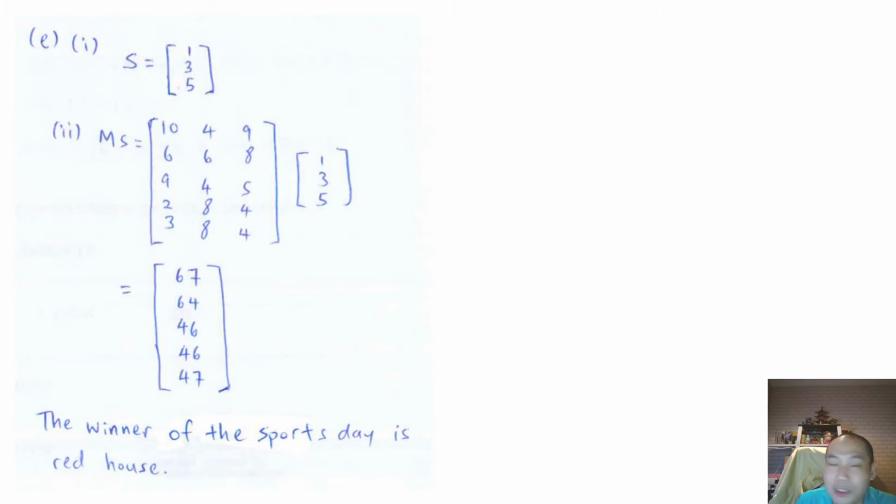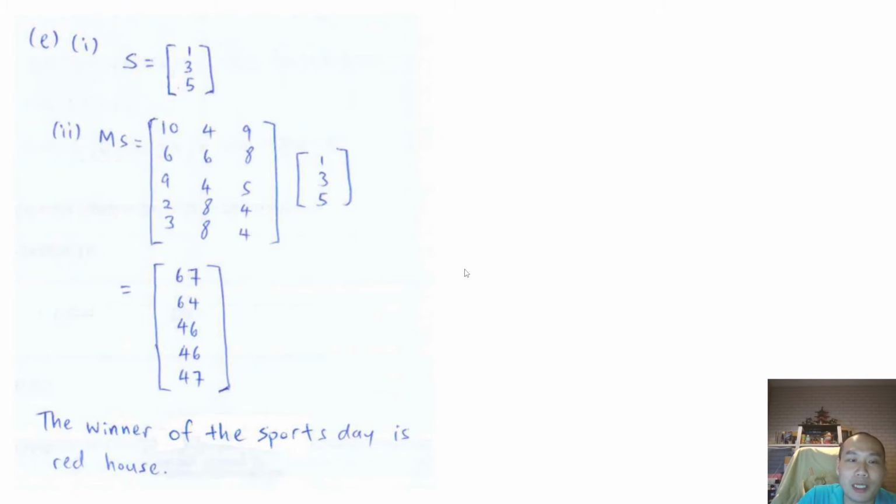We want to actually multiply them together. So this will tell us the score for each of the houses, right? So you can see here 10 is the bronze, so 10 times 1, so 10 points. Over here 4 is the silver, so 4 times 3 gives us the points for the silver medals. So 9 represents the gold, so 9 times 5 gives us the points for the gold medal. So now you see why, because the columns here are bronze, silver, gold, that's why for this matrix S, bronze, silver, gold are the rows. So they match up. They must match up this way.